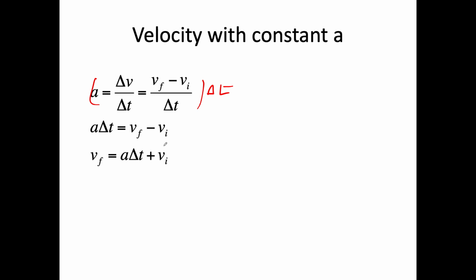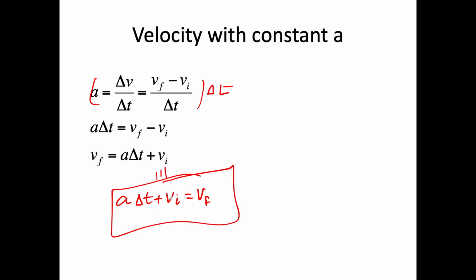Guess what happens? Let's add Vi to both sides. So another way to write this is a delta t plus Vi is equal to Vf. Both these equations are the same. All I did was put Vf over to the left. But this is the equation we're going to be using, and this is in set D.